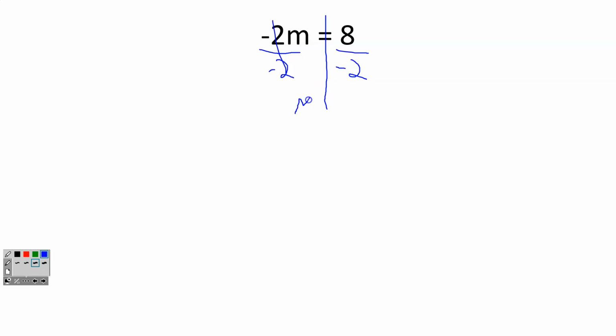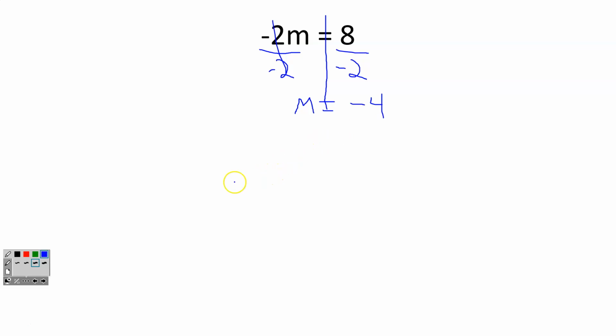Think back to your rules with multiplication. A positive divided by a negative, or a positive times a negative, either way you look at it, would give me an answer that's negative. And 8 divided by 2 would give me 4. So my answer is m equals a negative 4.